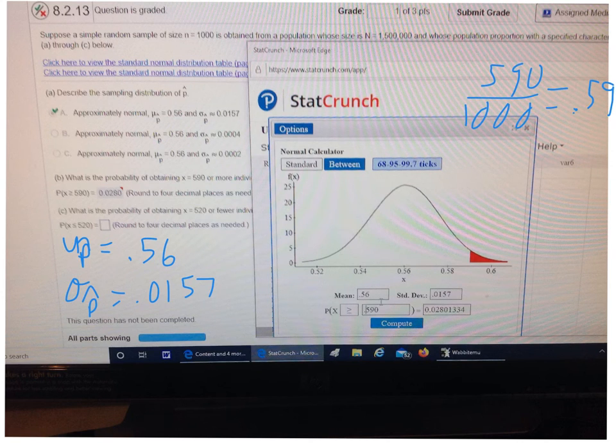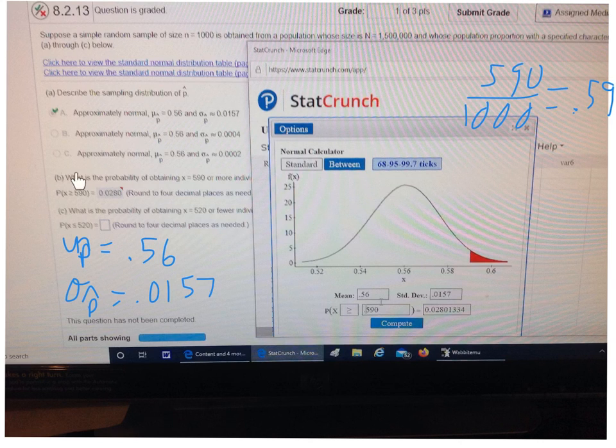So I got your question in the email. I guess this is for 8.2. Suppose a simple random sample of size 1,000 is obtained from a population that's over 1.5 million. The proportion you identified as 0.56, which is the mean of p hat, and it looks like you also found the standard deviation for p hat to be 0.015. Looks like you were able to do those two parts here.